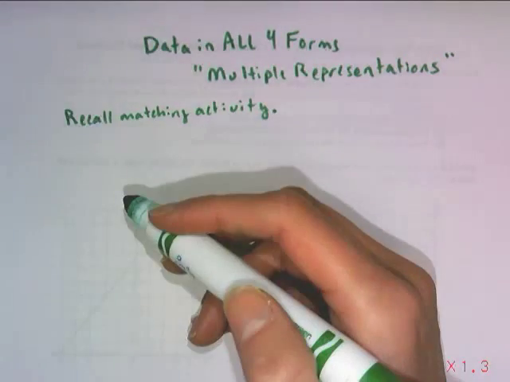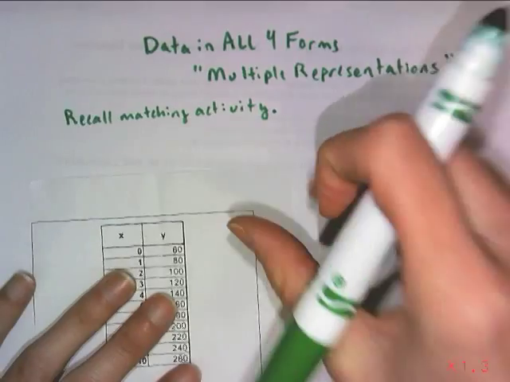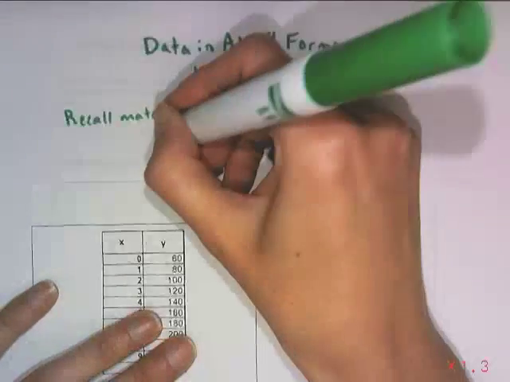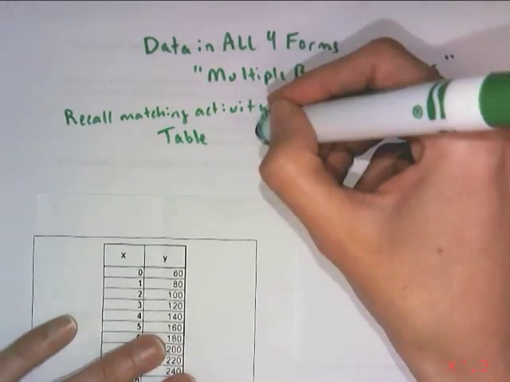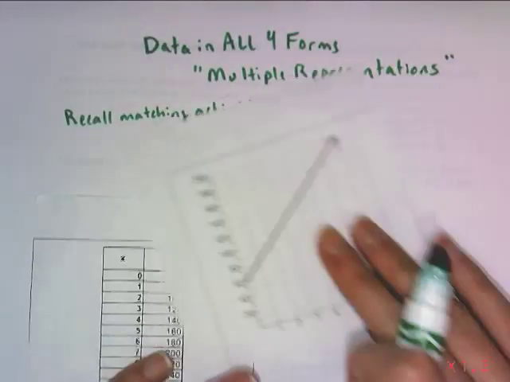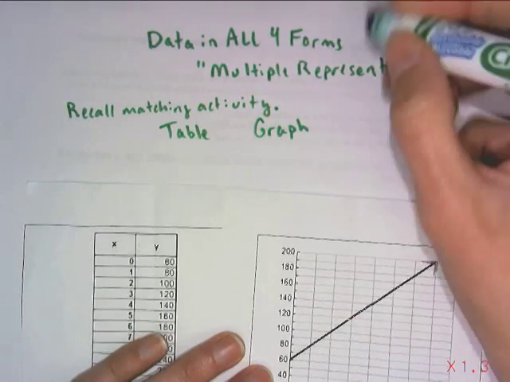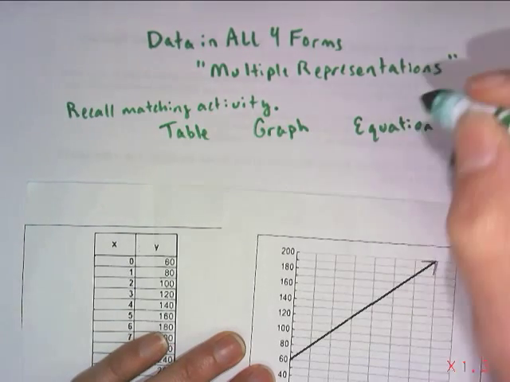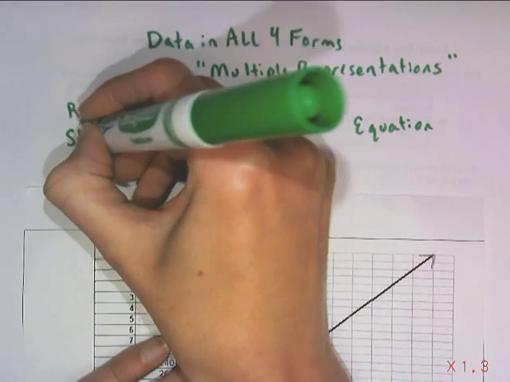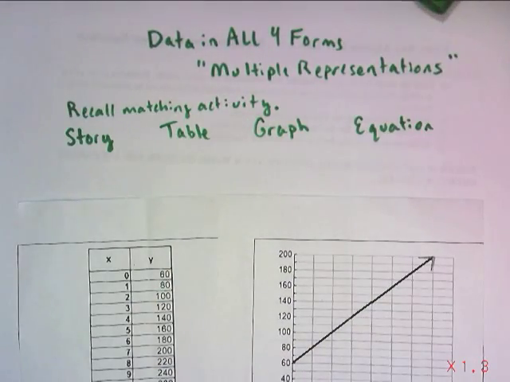So if you remember the matching activity that we had done at the beginning of this unit, we had our four forms. Of course, there's the table, and we're going to make a table right now. We have a table, we have a graph that corresponds to the table, and then we have an equation, and then we have our story problem, our scenario we'll put here. Okay, so if you remember this activity, they were related.